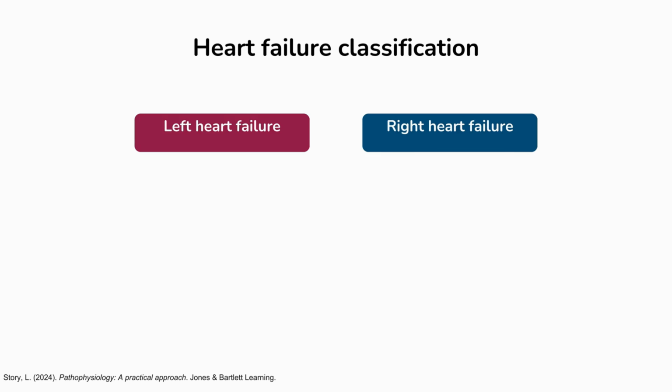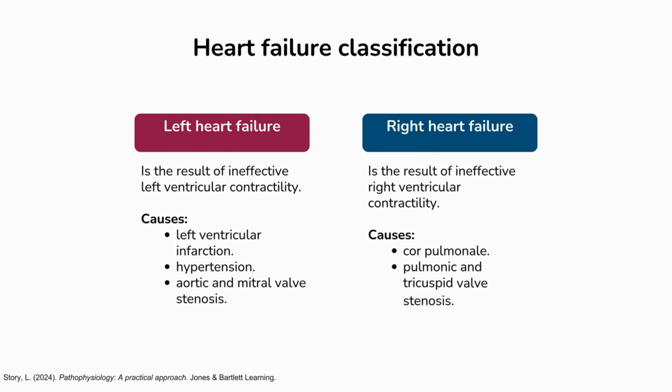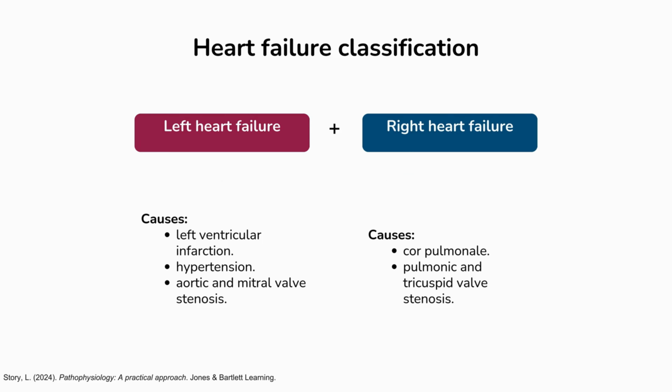We can also classify heart failure depending on the side that is affected. In left heart failure, we can see that there's a problem with the contractility of the left ventricle. Some common causes include left ventricular infarction and hypertension. In right heart failure, there's a problem with the right ventricle, and some common causes include cardiopulmonary disease and pulmonic and tricuspid valve stenosis. And they can also occur together.